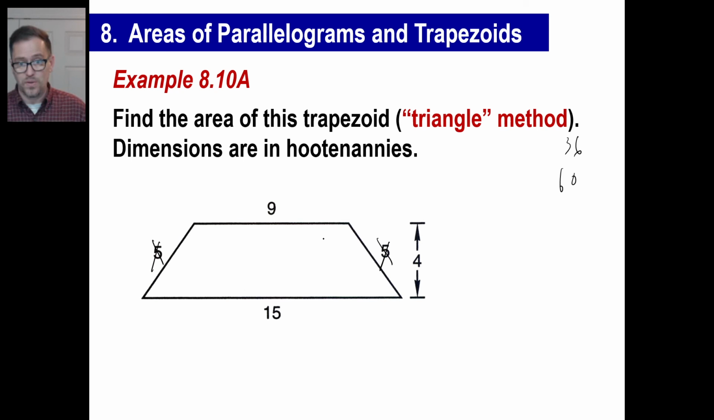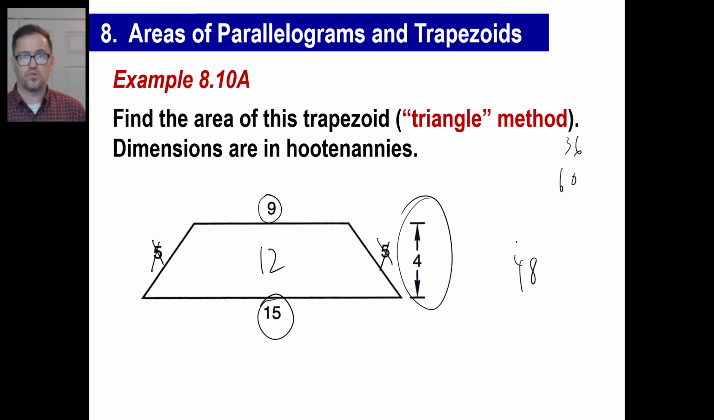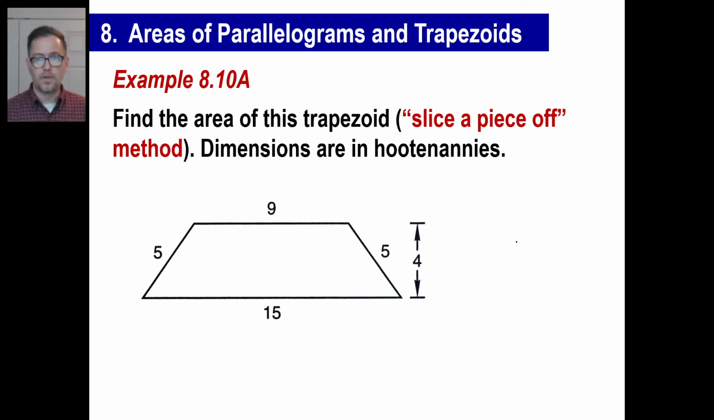Well, what you have to do is this. You need to go to the number exactly between 9 and 15, in other words, the average. What number is exactly between 9 and 15? The answer is 12. 12 is what you're going to multiply by 4, which is 48. And that is how you find a trapezoid area. And we just did that.